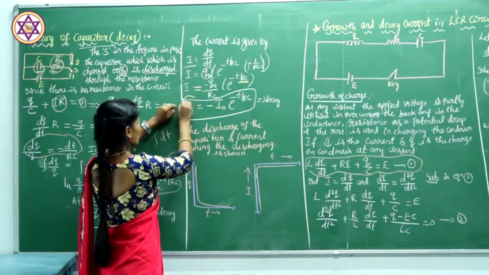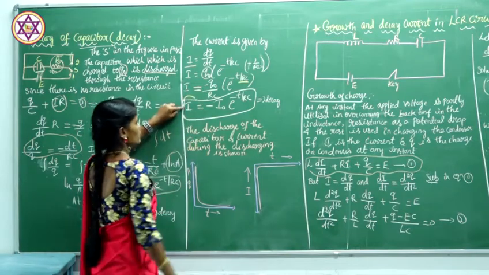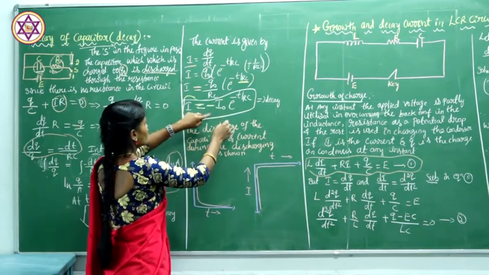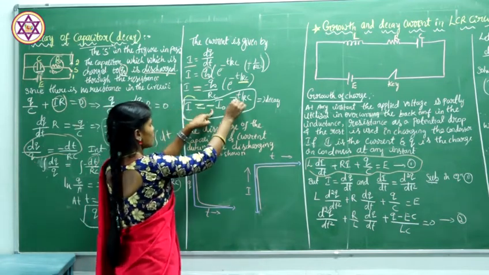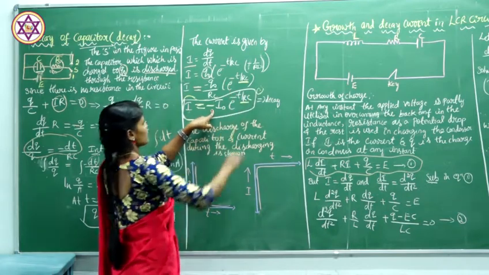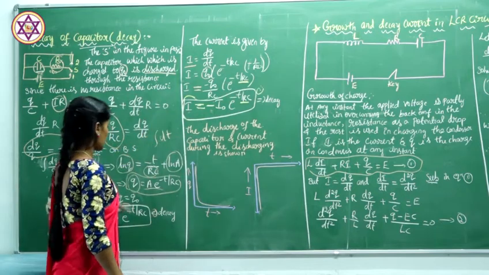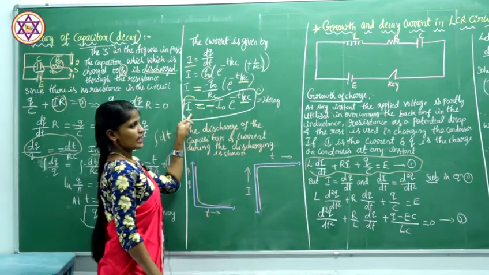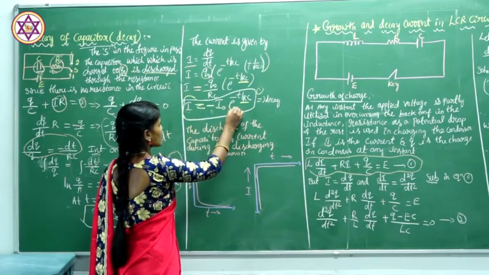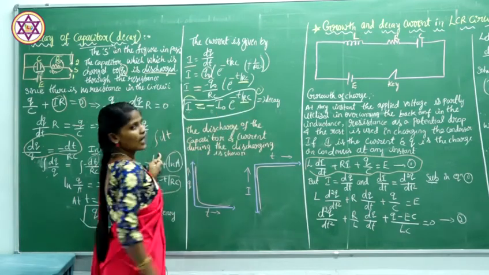Here the current equation becomes I equal to minus I naught e to the power of minus t by RC. This is the decay of the current in the capacitor. This is the equation for charge, and this is the equation for current. So I is equal to I naught e to the power of minus t by RC.